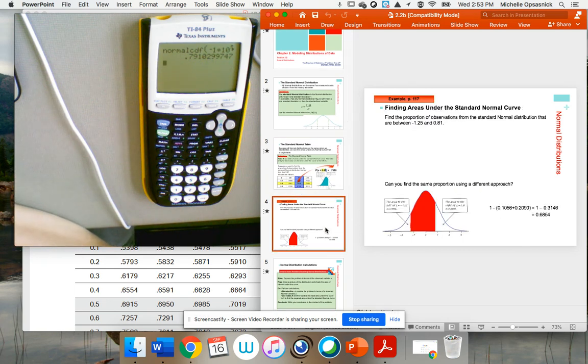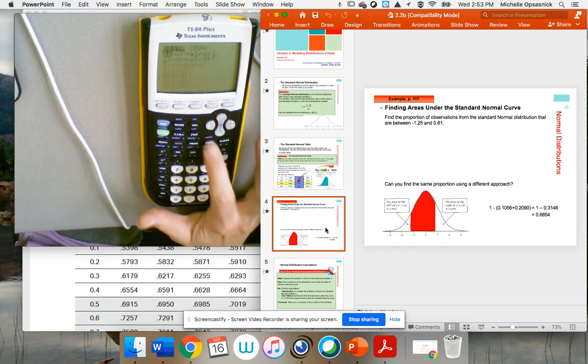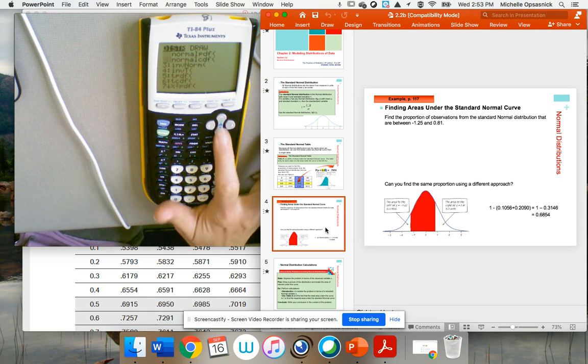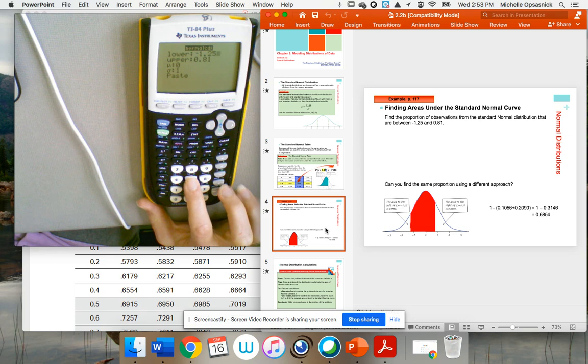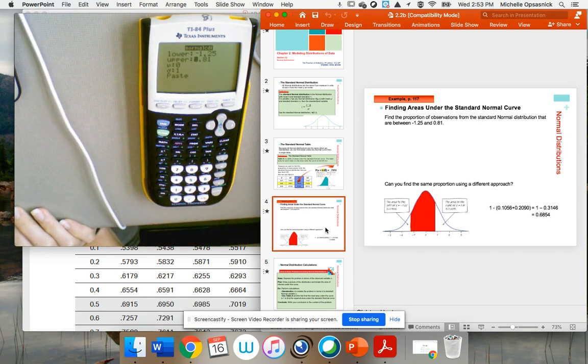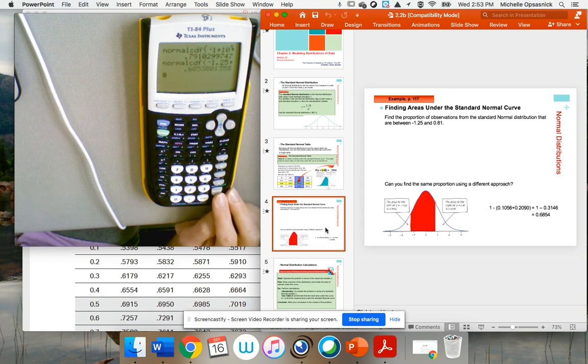If I want to find between two values, like this example, this is actually pretty nice on the calculator because then you don't have to worry about any subtraction. So if I go back into second and then the distribution menu down to normal CDF, if I want to be between a z-score of -1.25 and 0.81, my lower bound is -1.25, my upper bound is 0.81, mean and standard deviation are 0 and 1. So then that gives me the 0.6854 without having to subtract those areas from the table.